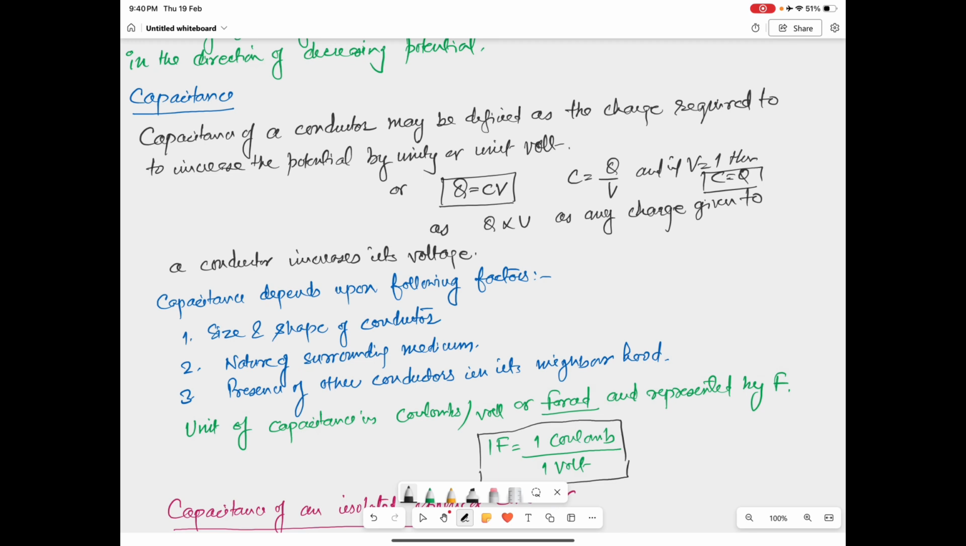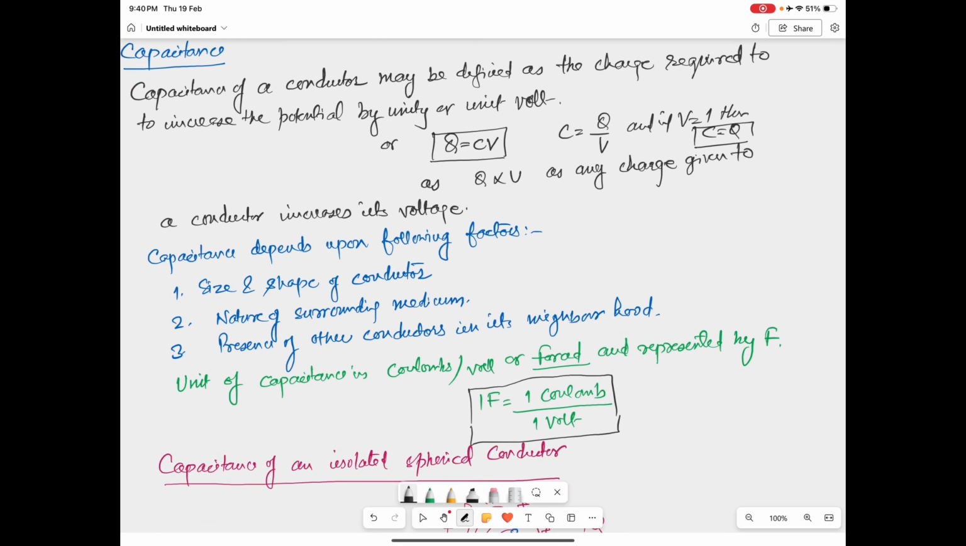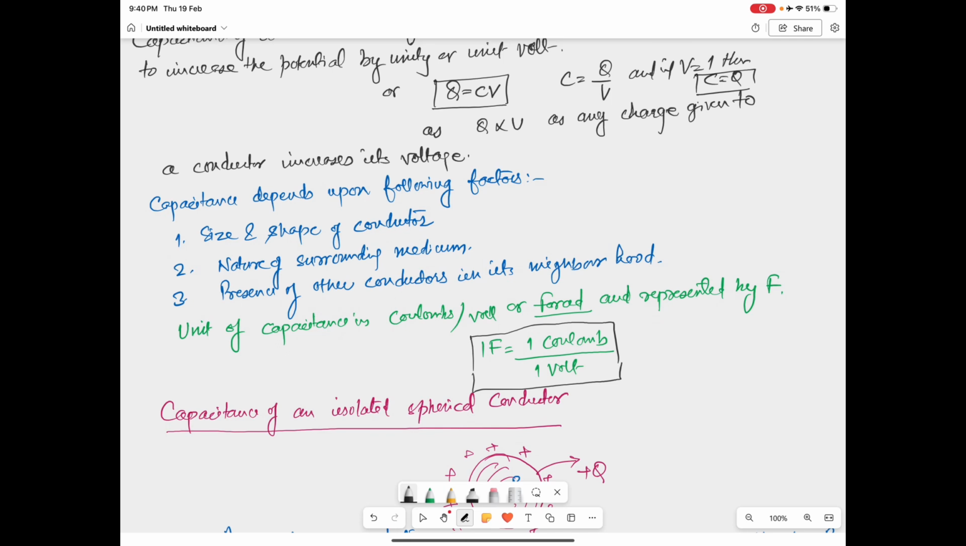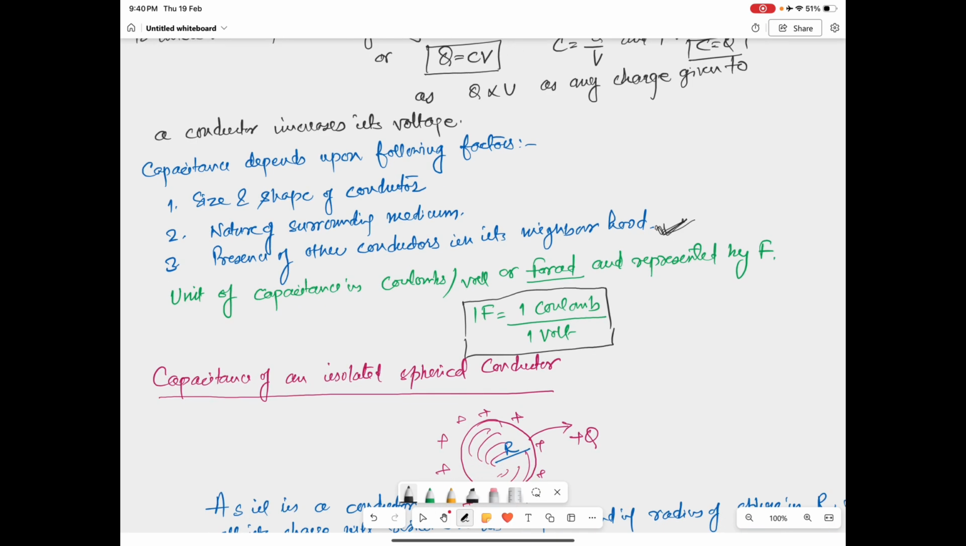The capacitance depends on several factors. It depends on the size and the shape of the conductor. It depends on the nature of the surrounding medium, and it depends on the presence of other conductors in its neighborhood, because all of that affects the charge carrying capacity of the conductor. I will come on to this, because the presence of another conductor will help us to increase the capacity of a conductor. The unit of capacitance is coulombs per volt, which we define as 1 farad.